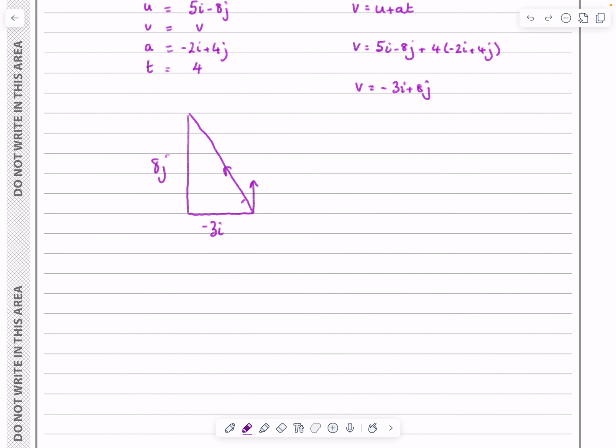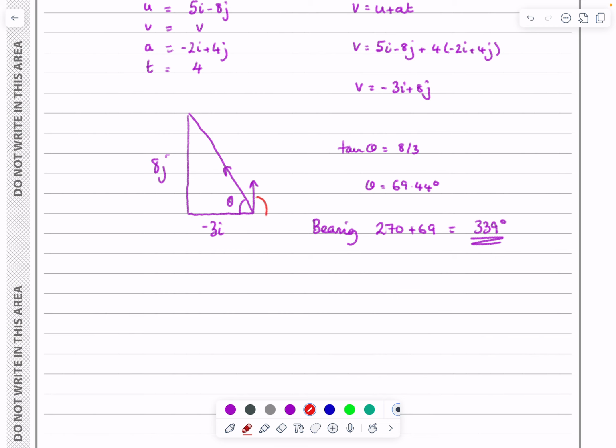But what I'm going to do to start off with is just work out what theta is, because I can do that really quickly using SOHCAHTOA. So tan theta is equal to opposite over adjacent. So theta works out to be 69.44 degrees. So the bearing then is 270 plus that 69, works out to be 339 degrees. The bearing is that angle all the way around there. That would be the bearing.